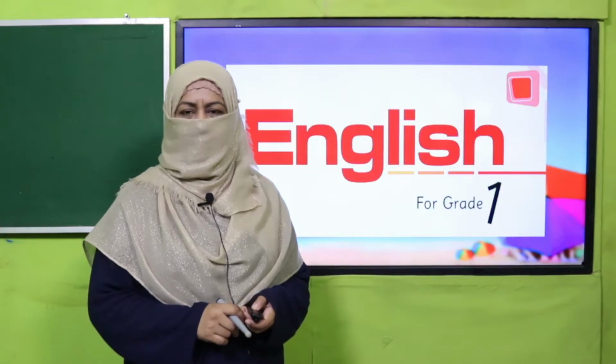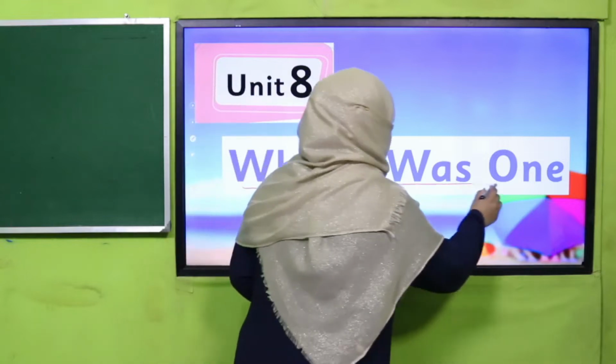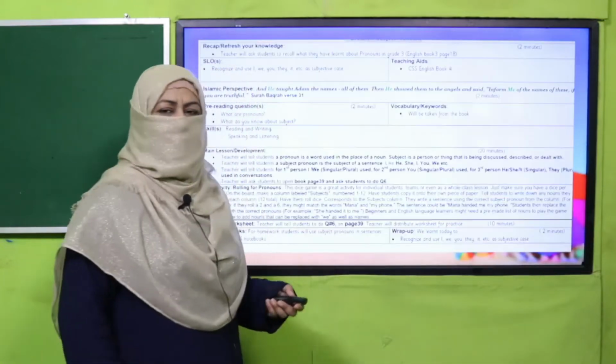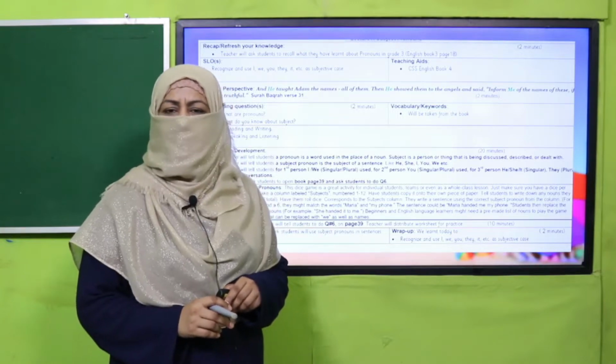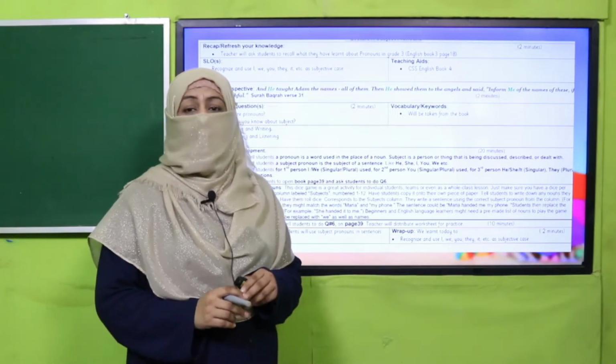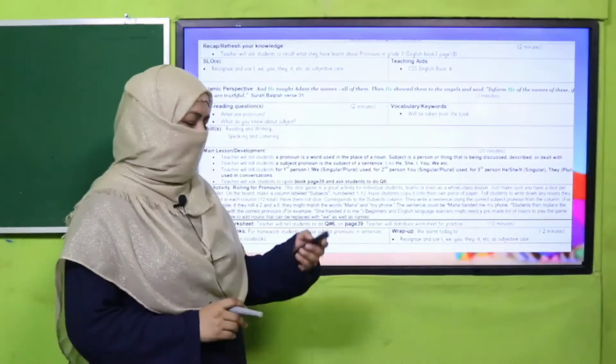And we are learning Unit 8. It's a beautiful poem with the title, When I Was One. Dear fellow teachers, this lesson plan, PowerPoint presentation and worksheet links are given. You may click it, download it, follow it as it is or modify it for your convenience. I'm going to deliver my lecture according to this lesson plan.